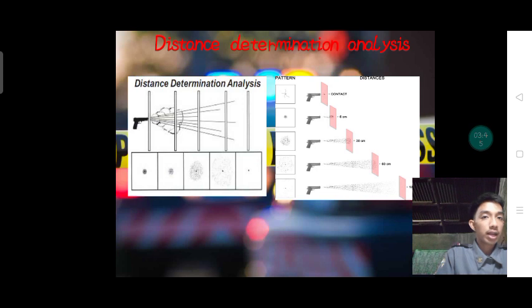Distance determinations analysis. Sa distance determinations analysis naman, the item containing the bullet hole was examined to determine the exact locations of the bullet hole. The hole is measured in relation to fixed permanent fissure on the item, such as seams. At least 2 measurements were taken to the described locations to the hole.